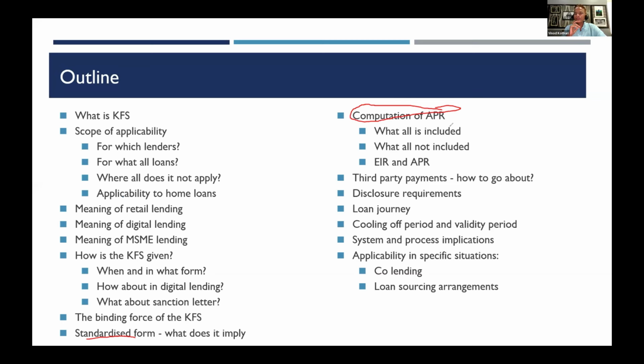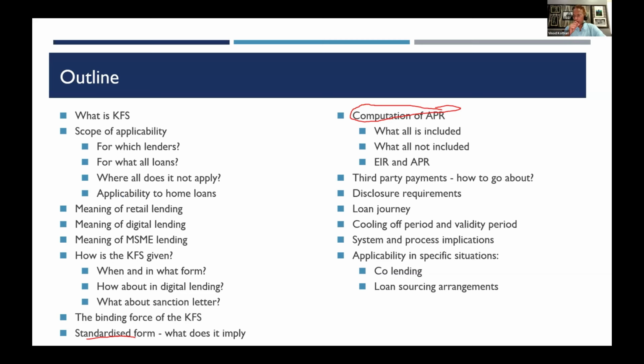But here the definition of APR goes for a significant change because it says the APR shall be inclusive of all charges from the borrower, including, remember, including third-party charges. That is, even the payments that you collected for payment to third parties, if the lender is collecting those, then those are also supposed to be part of the APR. That's exactly where the complication comes.